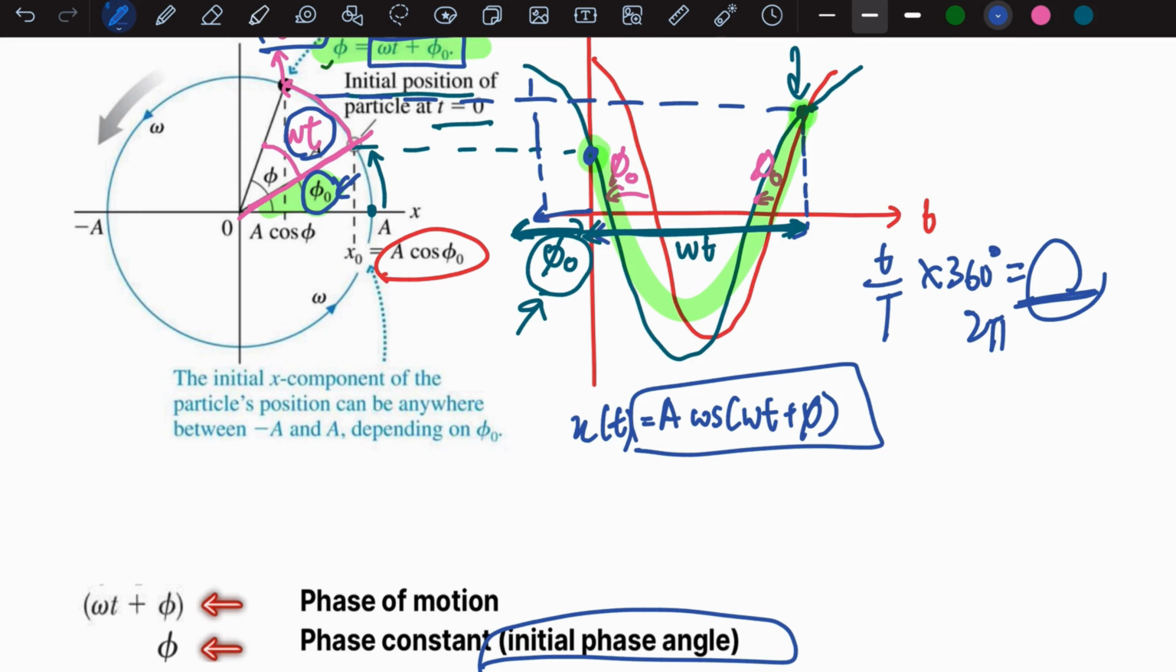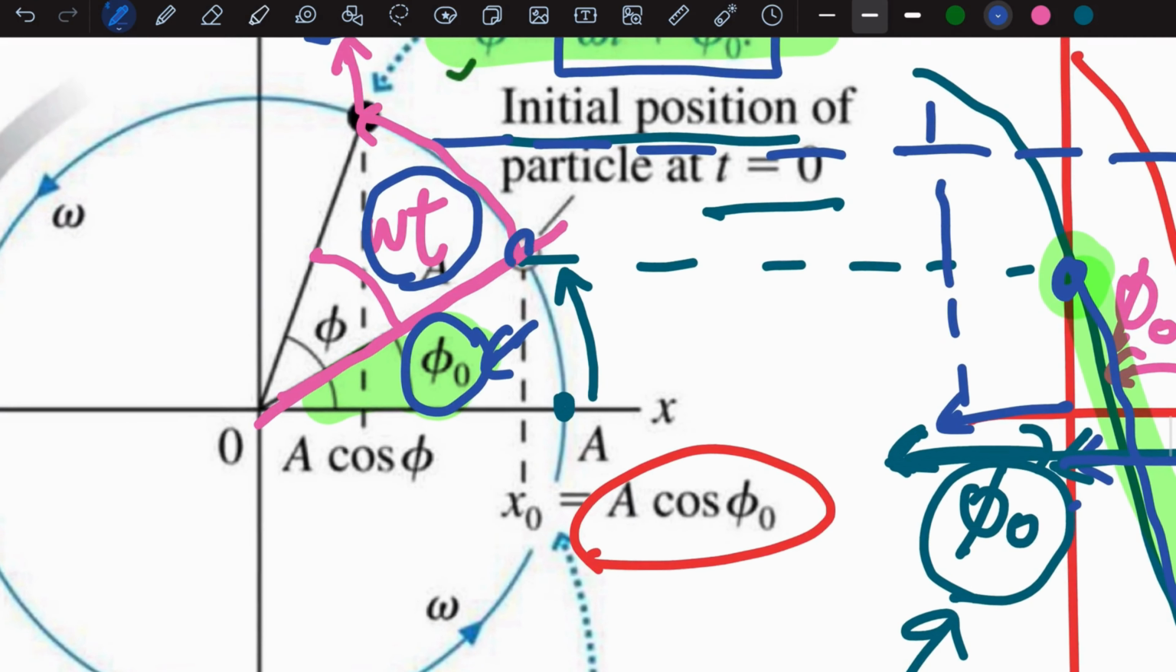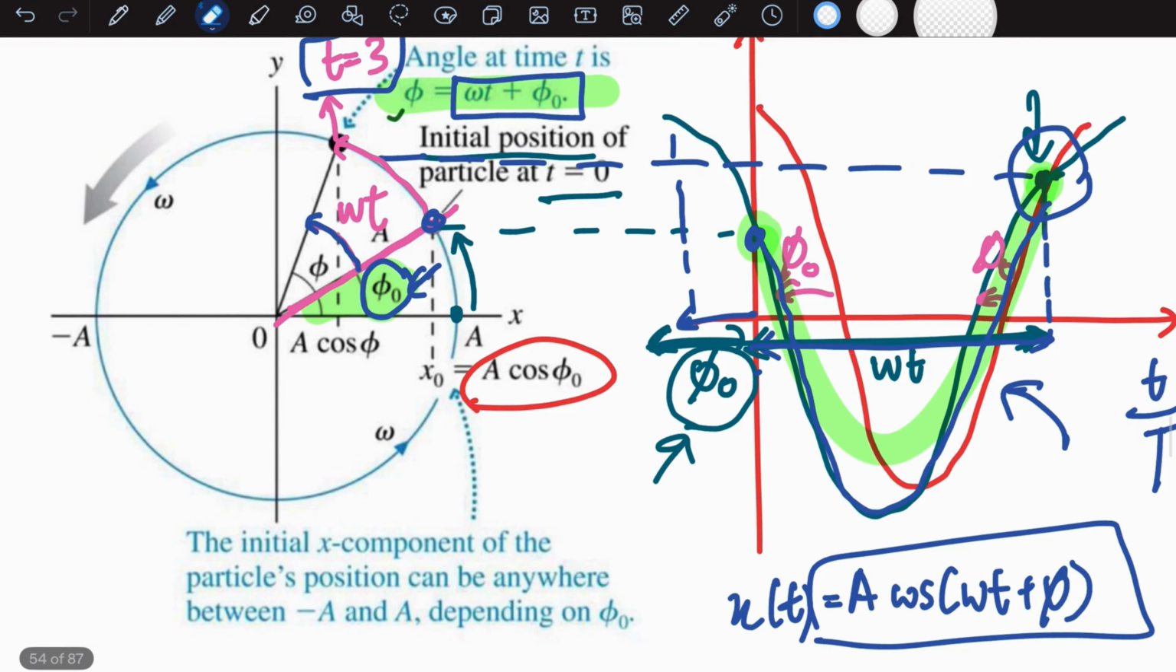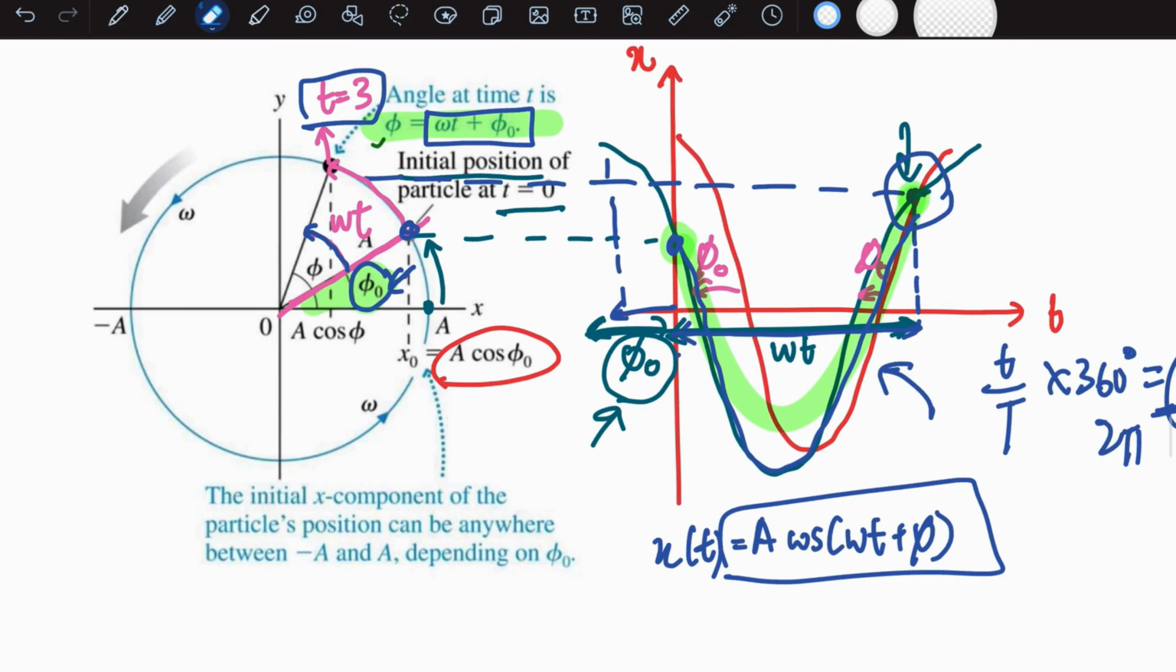Then after that, I want to know where this particle is now exactly. For example, at this point we pick, we see it has moved through a certain angle. From here, it has gone all the way here. It may be a bit difficult to see through this graph that it has moved through an angle, but if you look at this, you can see that from here it has moved through an angle, and that angle is omega t. Then to know exactly where it is now, you take phase constant plus omega t. Don't forget to add your omega t and your phase constant together.